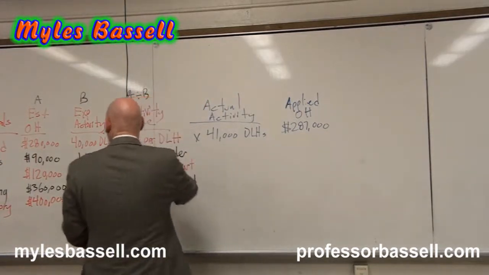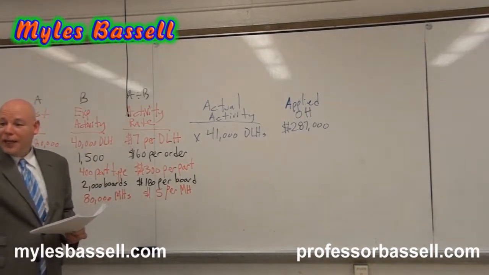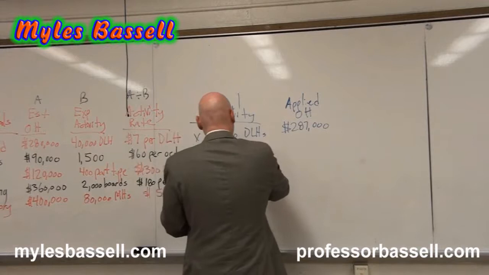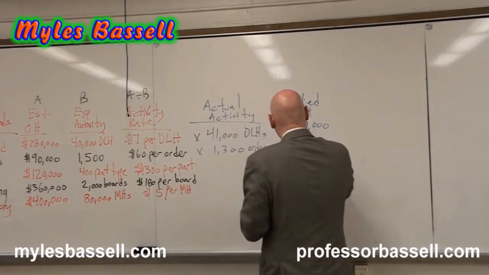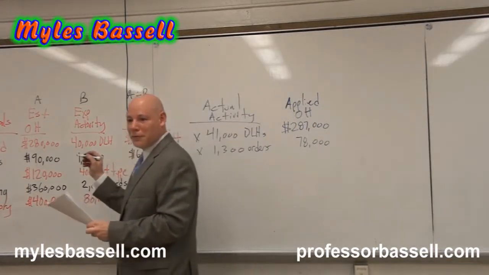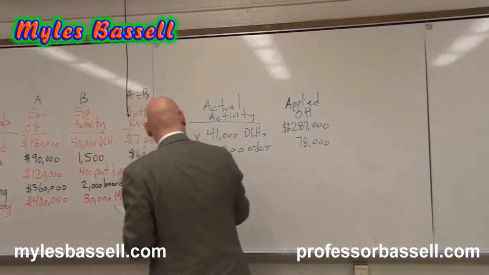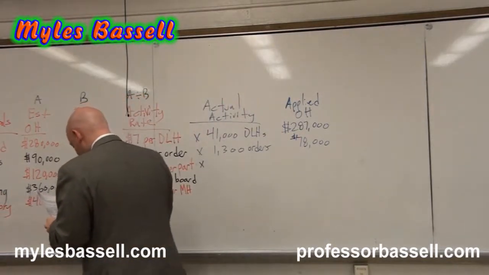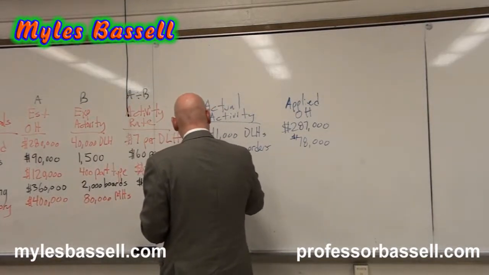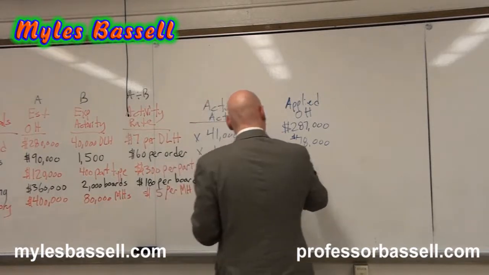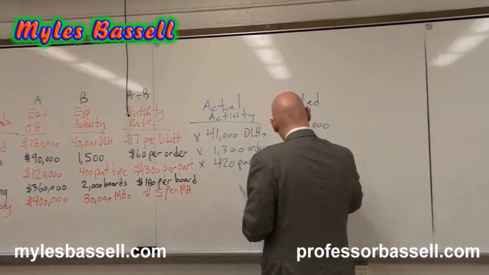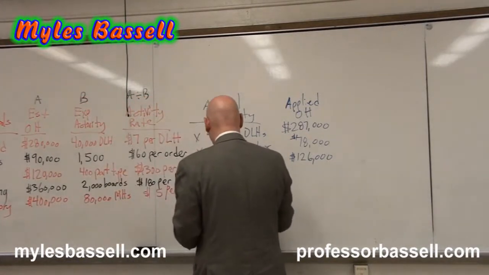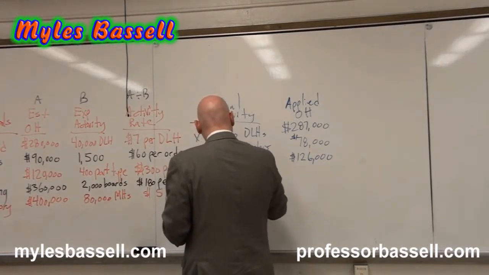All right. What about purchase orders? How many purchase orders? Well, our expected activity was 1,500, but we find out that it's really 1,300. Let's check it. 78,000. All right. What about the part types? 420 parts. And that's 126,000. And what about the number of boards? We thought our expectation was 2,000, but then we found out it actually was 2,150 boards.